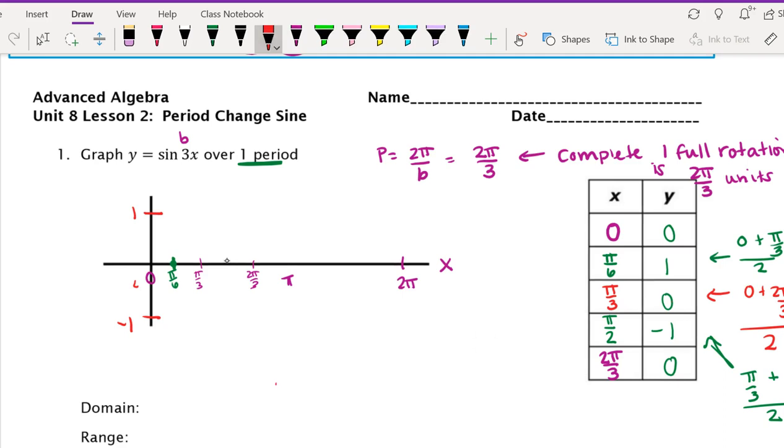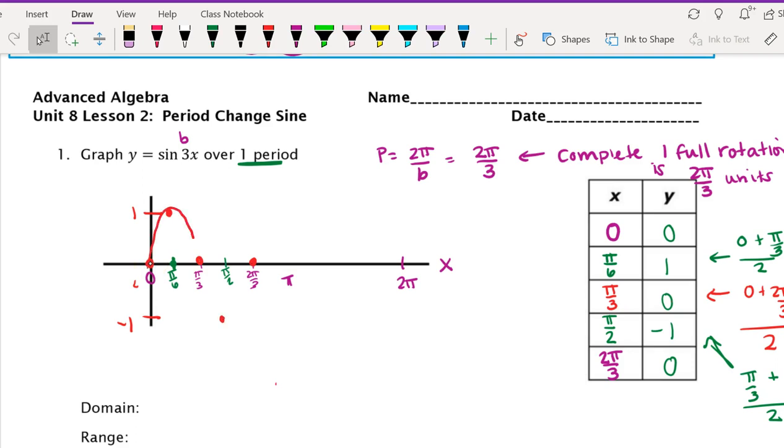It should have ended at 2/3 pi. And I needed 1/2 pi on here, pi over 2. My mistake. So then I should be at 0. It's still the same pattern. I just didn't smush it close enough together.